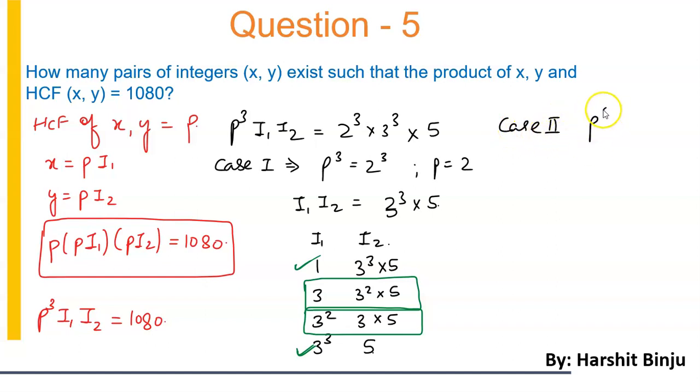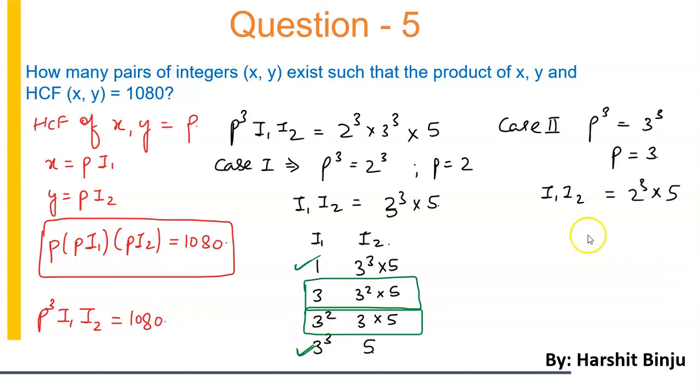In this case, I'm going to take p cube equal to 3 cube, which means p will be equal to 3. Okay, so again I1 and I2 will be equal to 2 cube into 5. Now you don't have to solve this. Again, use the concept, the logic of symmetricity.